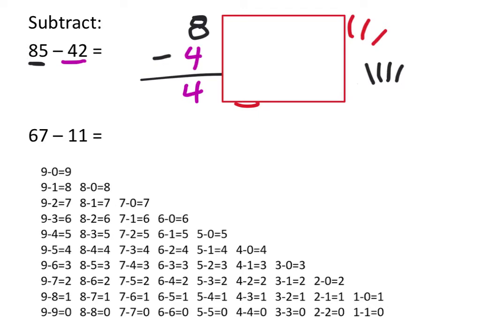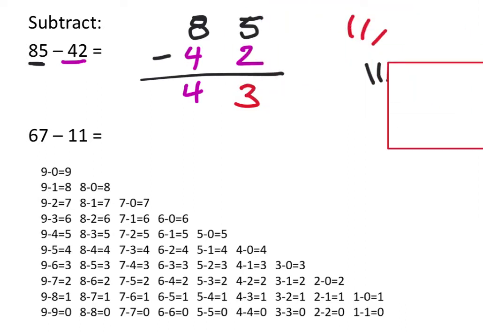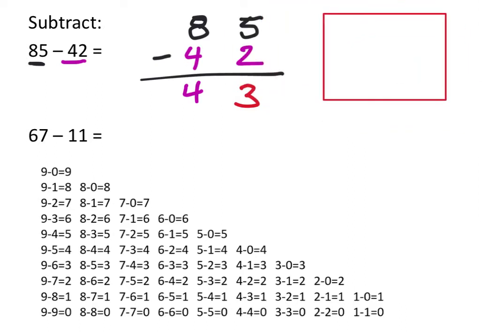So what's our final difference? Again, difference is the final answer for a subtraction problem. 43. 85, take away 42 is 43. So we'll do the same thing on the next problem.